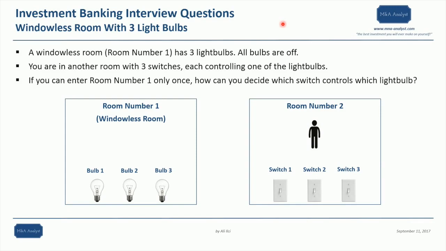And welcome to M&AAnalyst.com. In this short lecture, we are going to cover a common brainy investment banking interview question: windowless room with 3 light bulbs. So let's start by explaining the question.